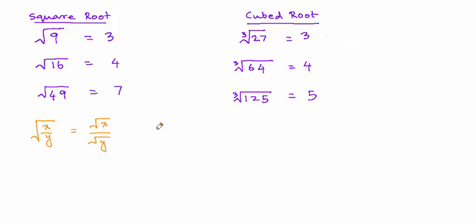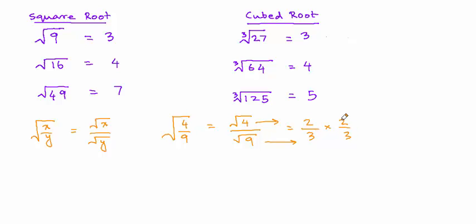As an example, we could find the square root of the fraction 4/9 as equal to the square root of 4 over the square root of 9. The square root of 4 is 2 and the square root of 9 is 3. Therefore, the square root of 4/9, the fraction, is 2/3. And you can easily check if you got that right by multiplying 2/3 with itself. 2 times 2 is 4, 3 times 3 is 9.